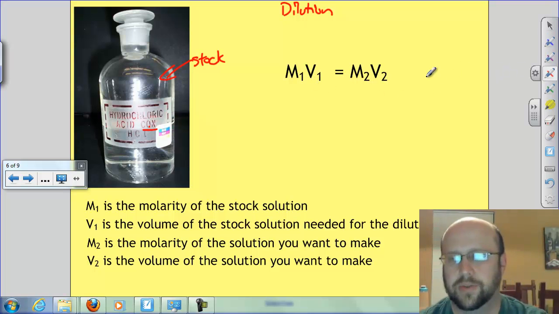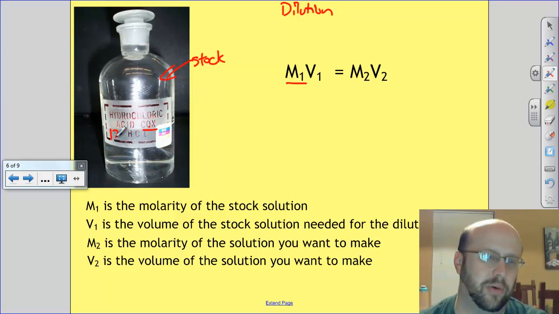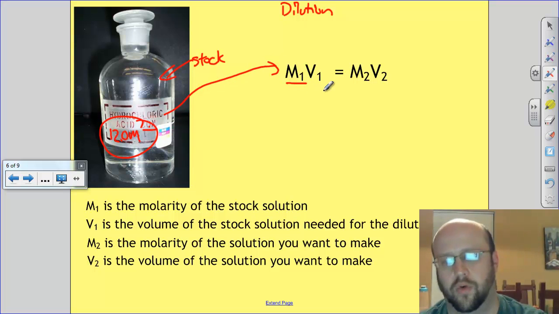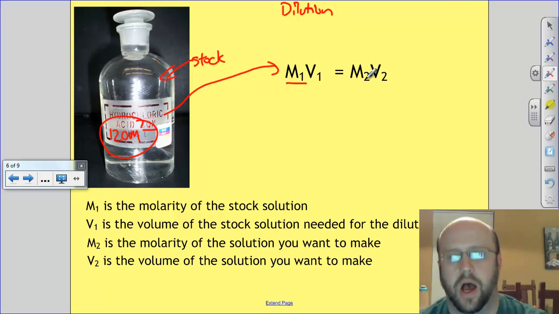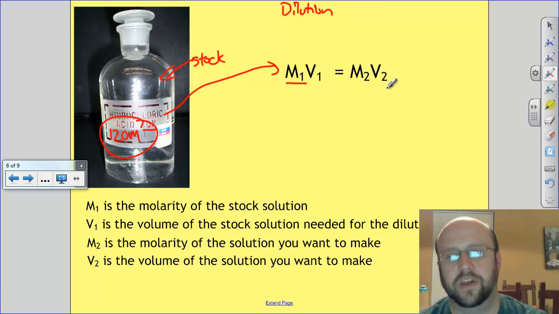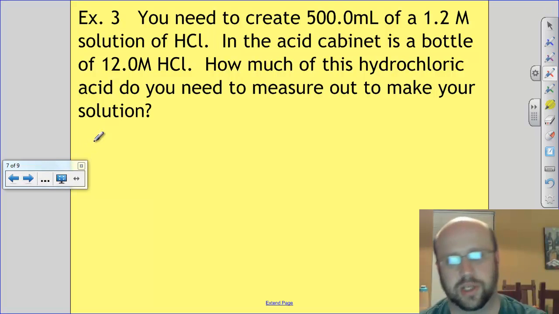So here's the way it works. The first one, M1, is the concentration of the stock solution. So like, this doesn't say it on the bottle, but this is probably a 12 molar solution. Okay, so the concentration of the stock solution is M1. V1 is how much of the stock solution you want. That's usually what you're trying to calculate. M2 is the concentration that you want to get to, and V2 is how much of the final solution you want. Okay, so let's look at one of these problems.